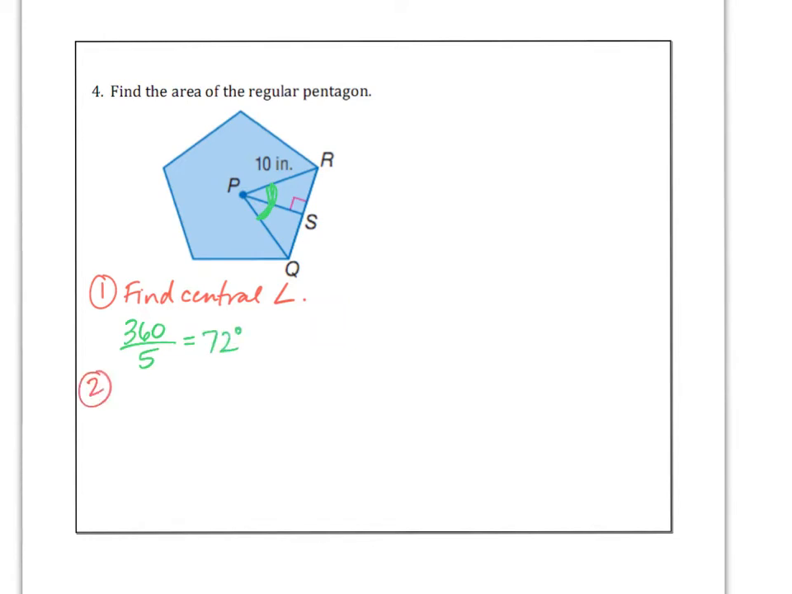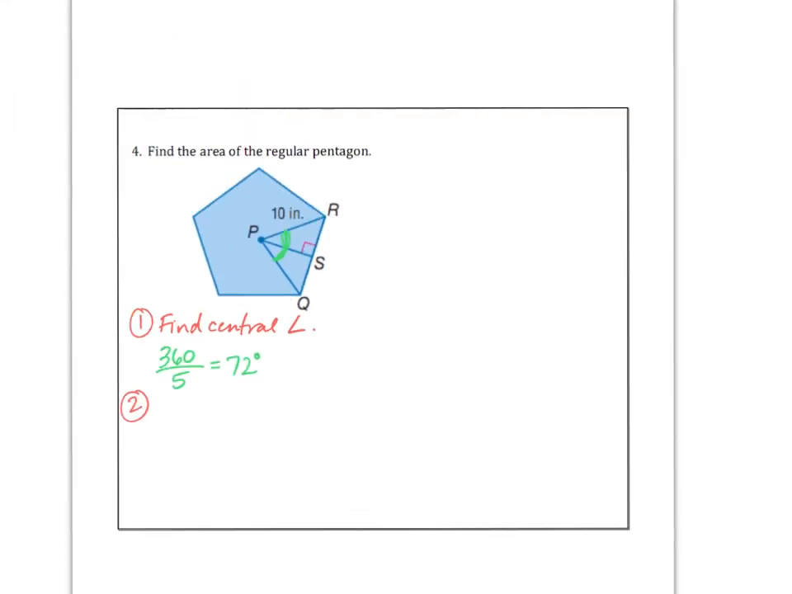Step number 2 is you're going to cut the central angle in half. So take half of the central angle. In this case, we're going to take 72 and divide it in half, which is 36 degrees. What we just did was cut that 72 in half, so this side is 36 degrees and this side is also 36 degrees. But altogether, that central angle was 72.